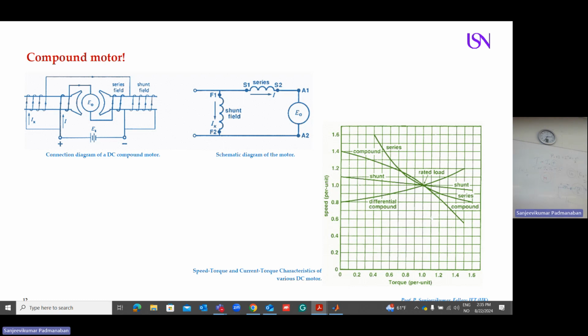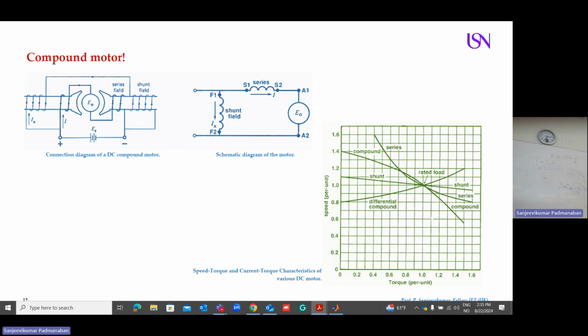You have a speed of 1.6. As the torque increases, look at the characteristic of your series motor. It comes down and reaches around 90% of your speed when you have a load of 1.6. For example, if you are not going to have any load in your series motor, you get 1.6% speed, the armature will fly off. That's why we start with at least 50% load or 40% load to bring down the speed from maximum to minimum.